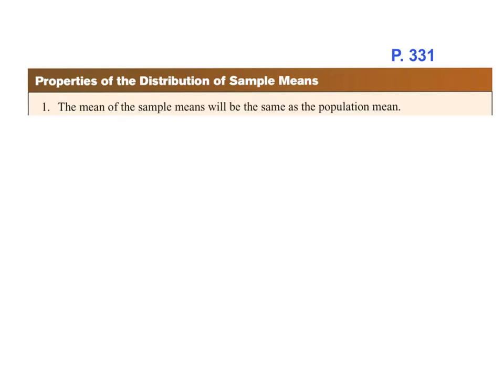All right, so the mean of the sample means. Here's what happens when we deal with central limit theorem. We're going to look at several different samples, and you're going to find the mean of all of those samples. When you take the mean of those sample means, that ends up equaling the population mean.